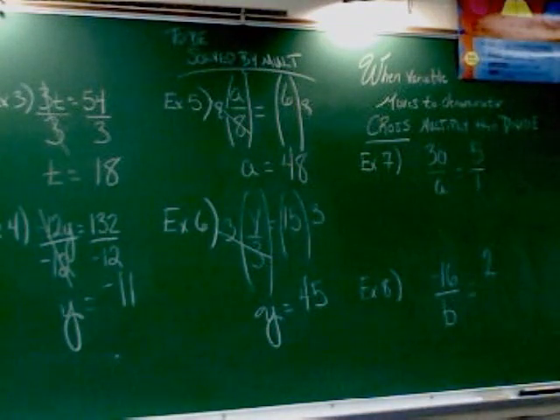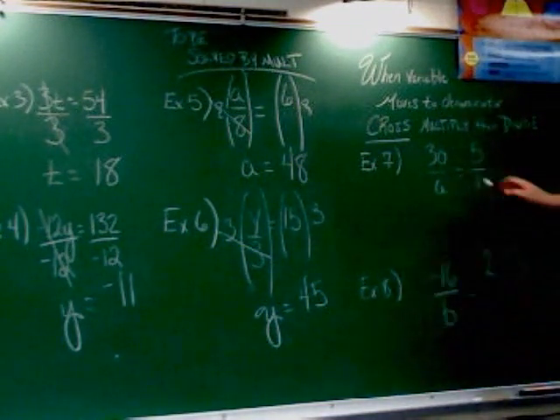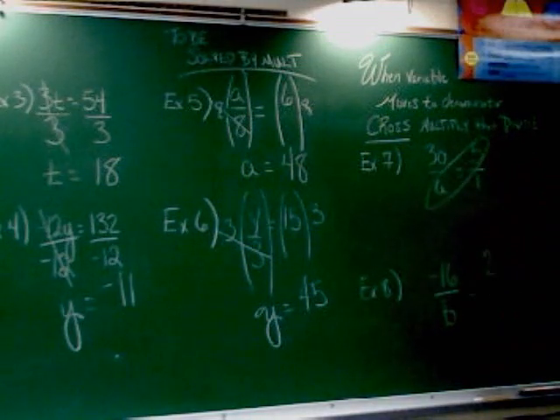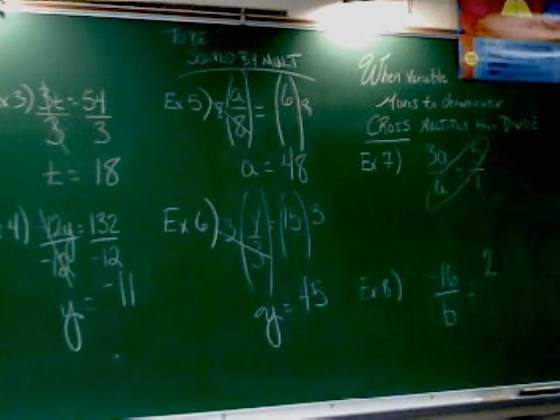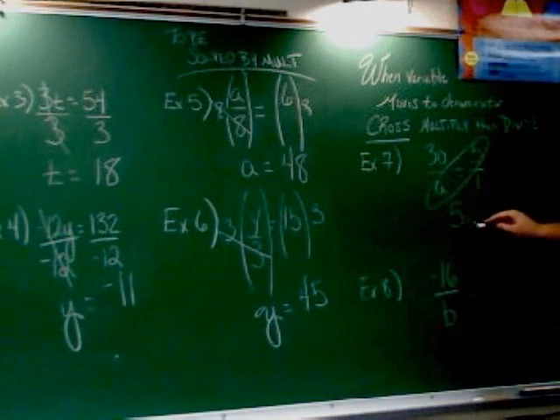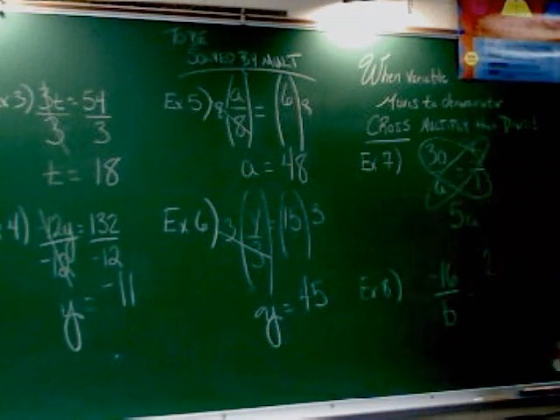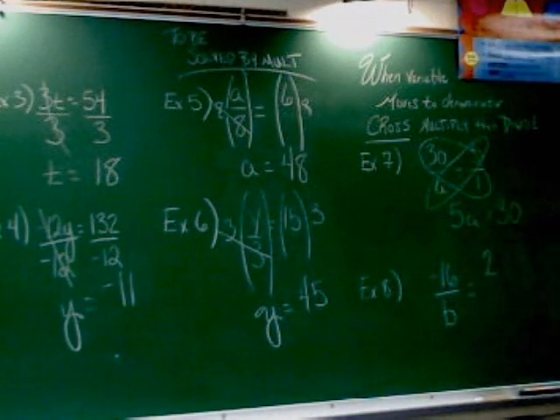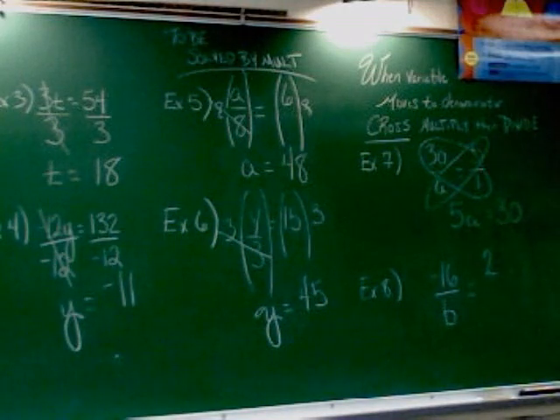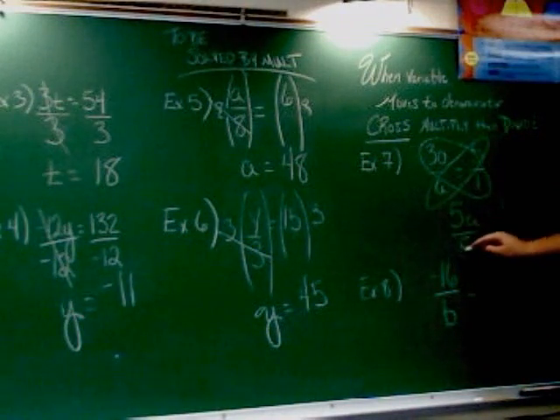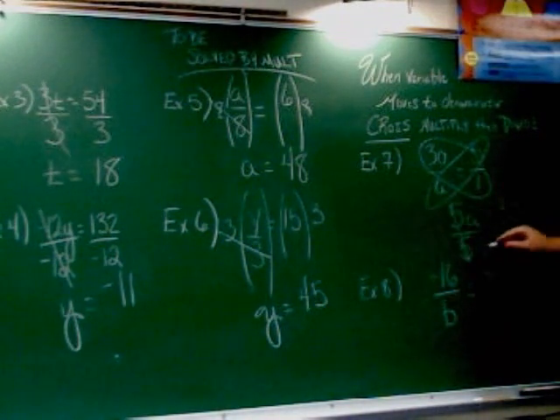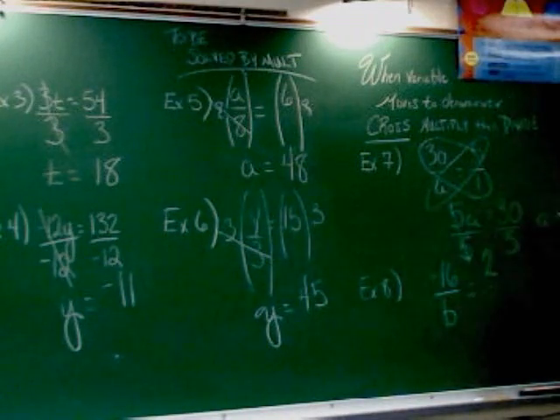Okay. So, multiplying the diagonals, I've got 5 times a, which is just going to give me 5a, and 30 times 1, which is 30. Now, as you can see, we're back to a multiplication problem. You know from what we did in 1 through 4, we solve multiplication problems by dividing. So I'm going to divide each side by 5 at this point. And 30 divided by 5 is going to give me 6.